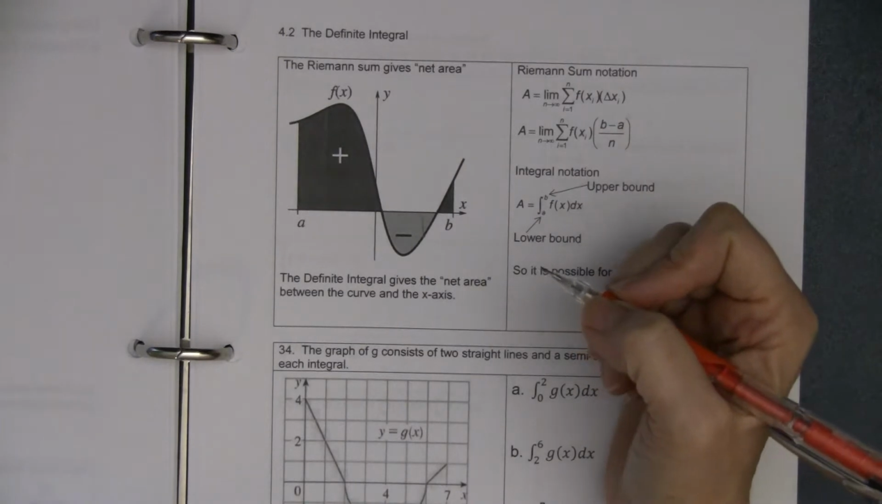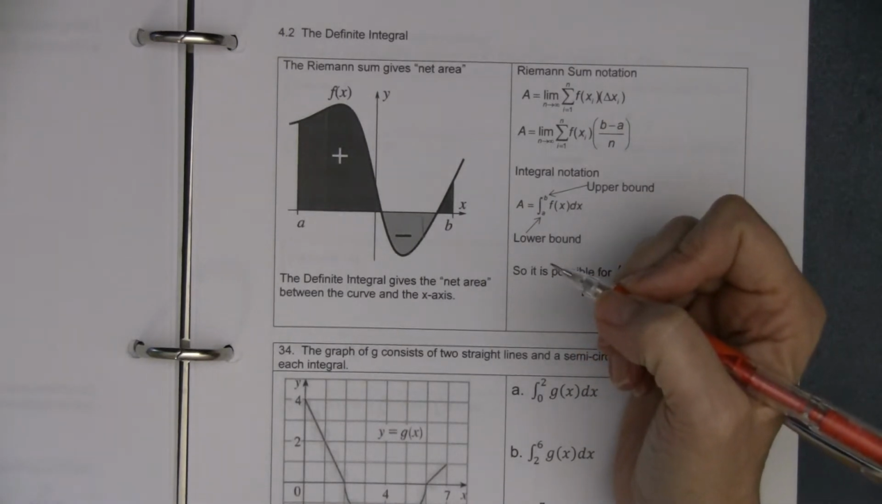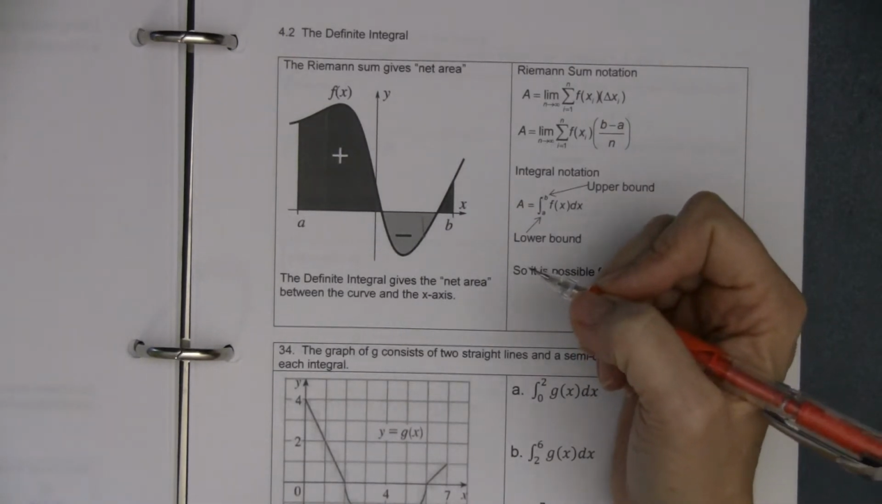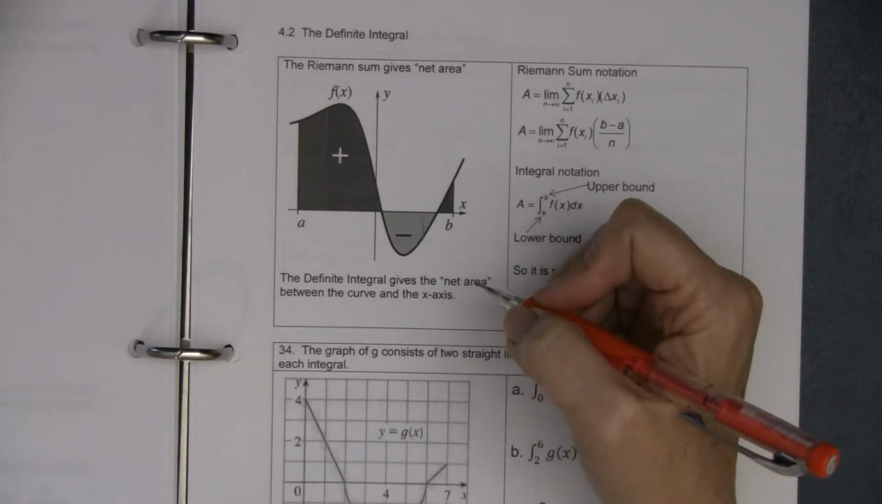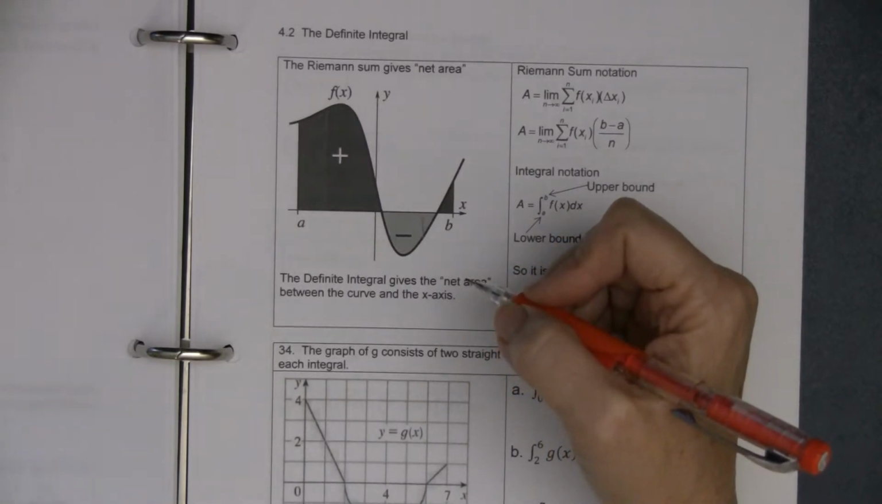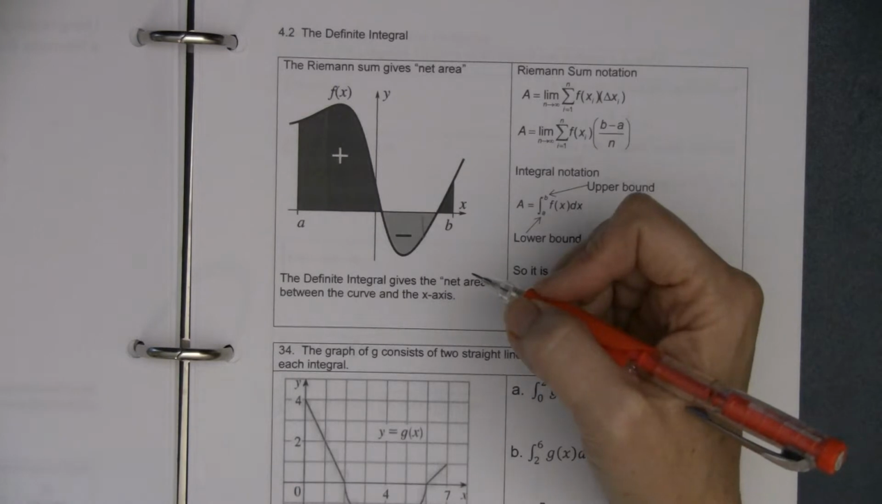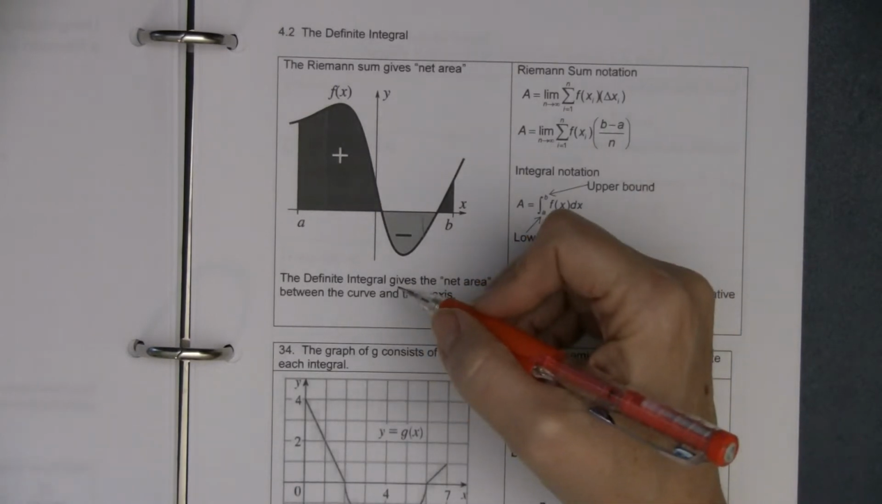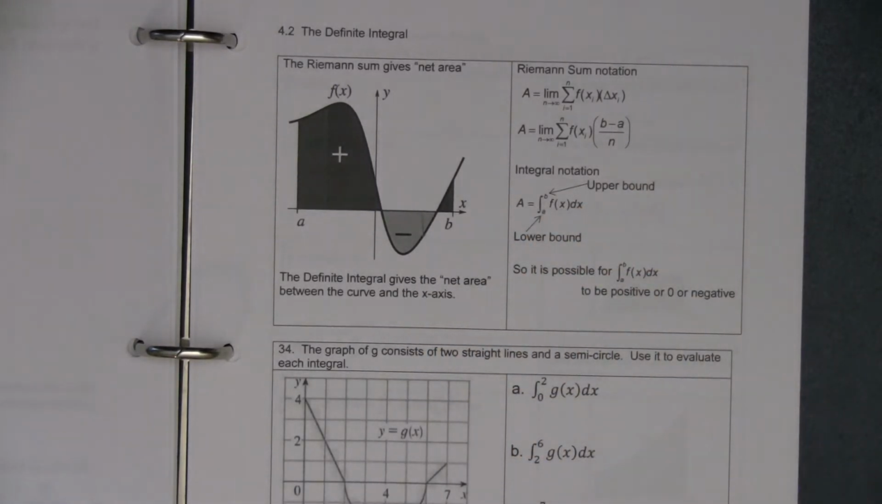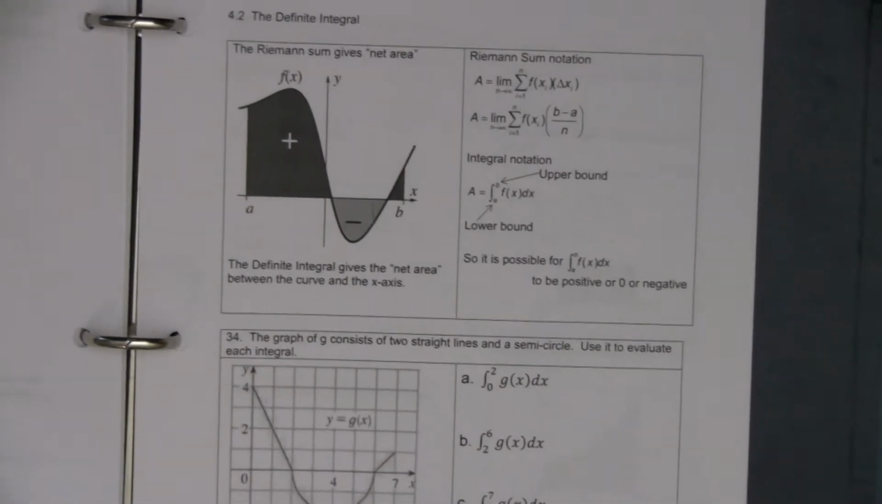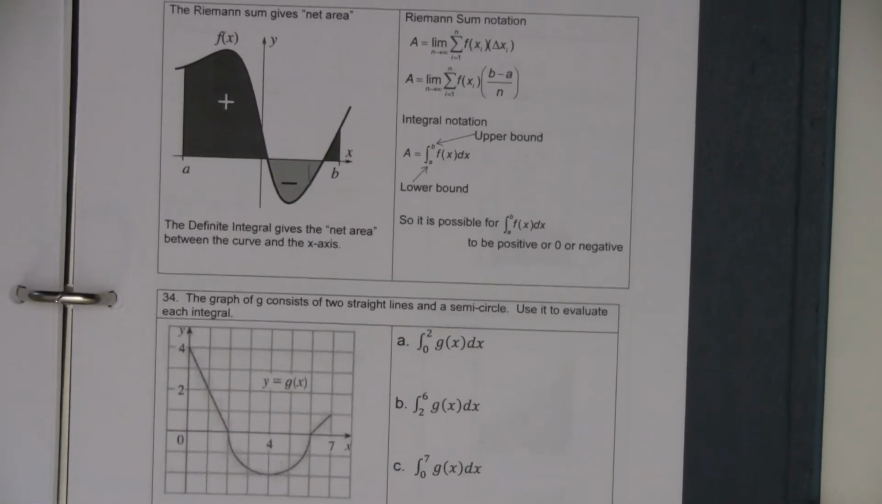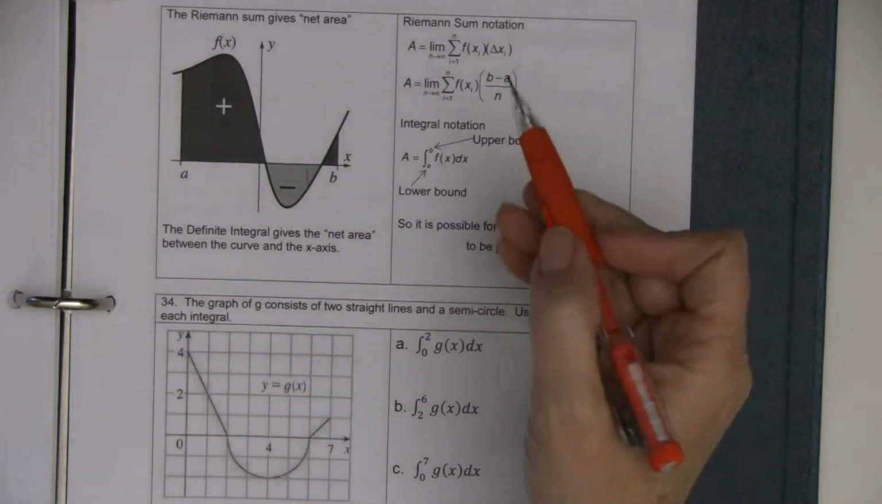And so it's possible for your definite integral, which is going to give you the net area, to give you even a negative area or zero area. So it gives you the area that's trapped between the x-axis and the curve.